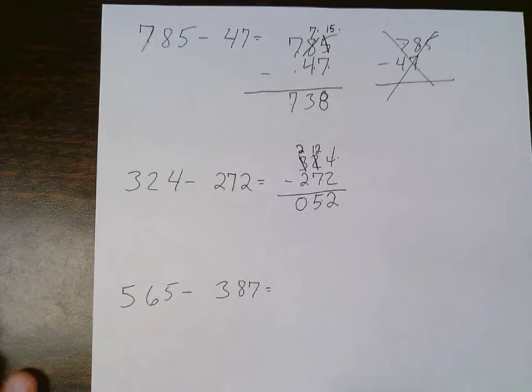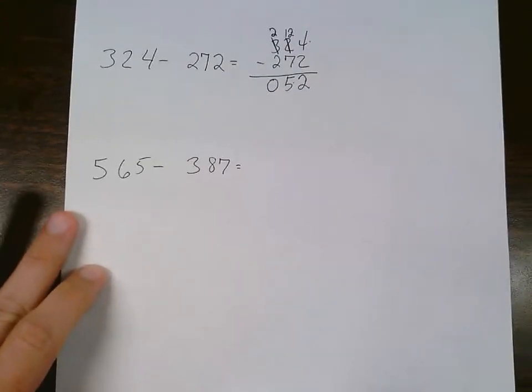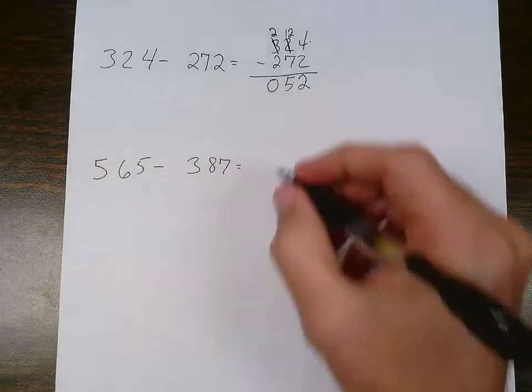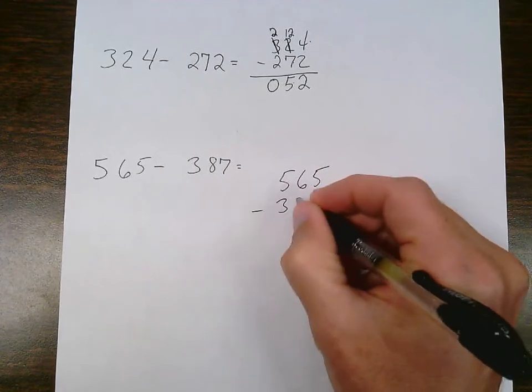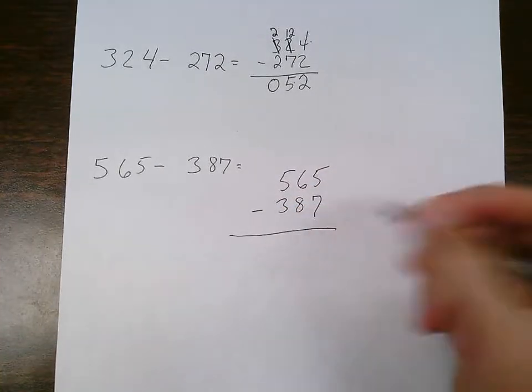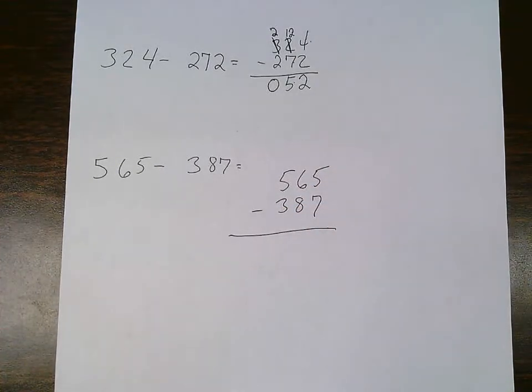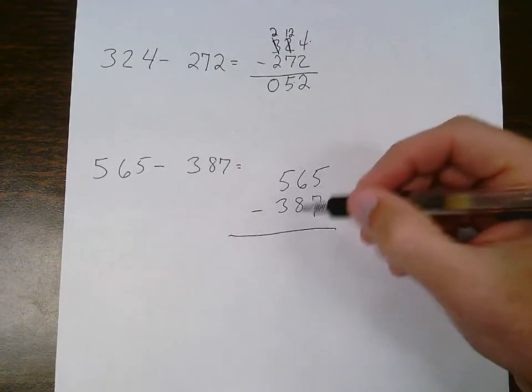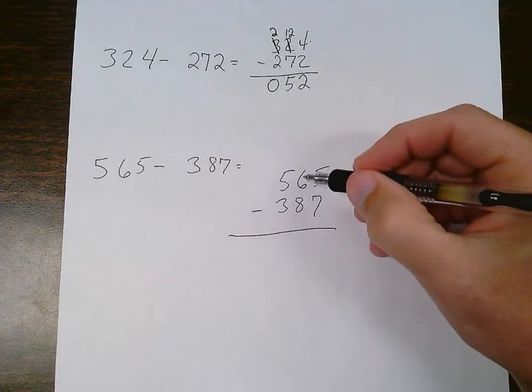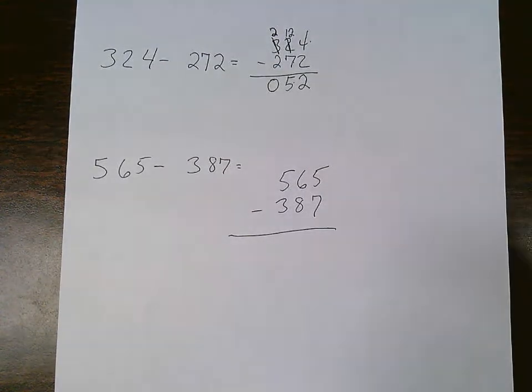And on to my last one here. 565 minus 387. Now with this one, there's 2 columns that we can't do. I can't do this column, and I can't do this column. I'm not going to worry about this column until I get there. So always do one column at a time. Don't get ahead of yourself. Don't worry about a column until you get to it.